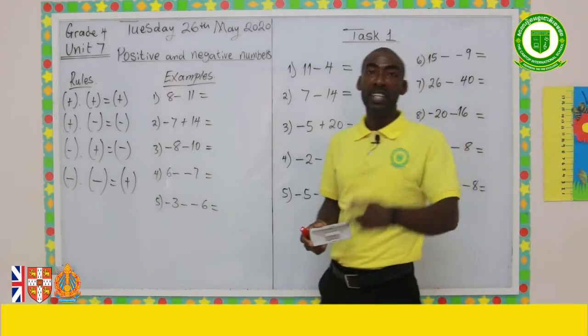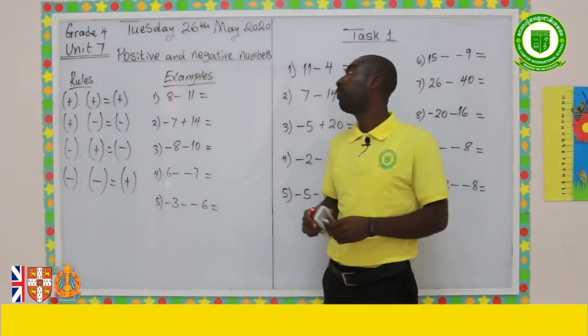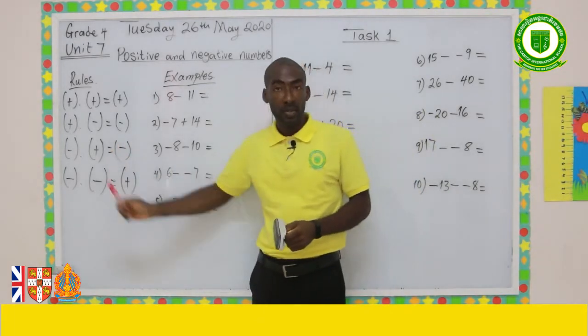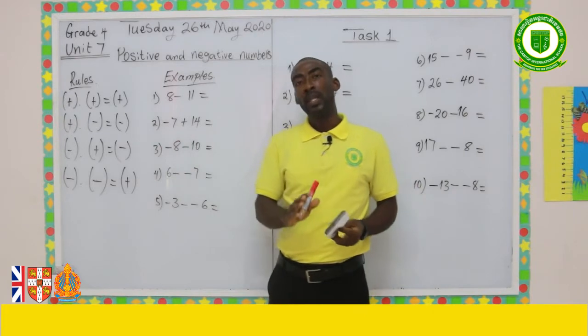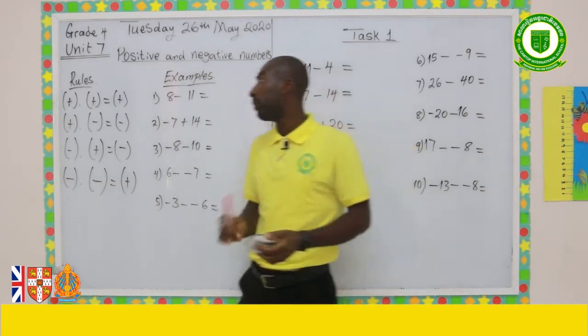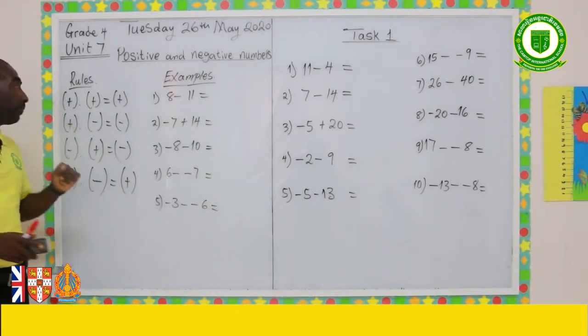Today we are continuing our lesson from last week. We are looking at positive and negative numbers. The first thing that we have to do is remember our rules, okay? The rules are so important. Today we take our time to go through the rules so that you don't get confused along the way. The rules are basically four.